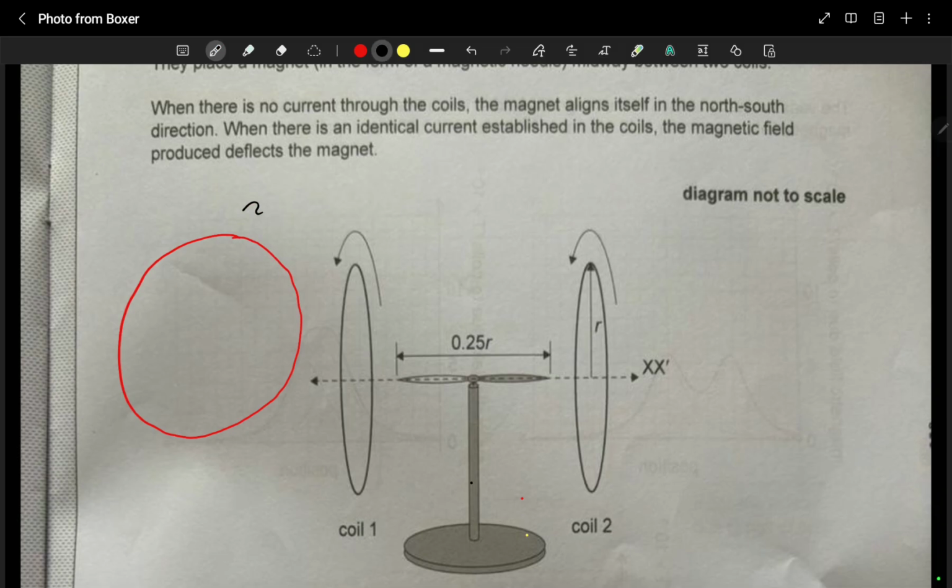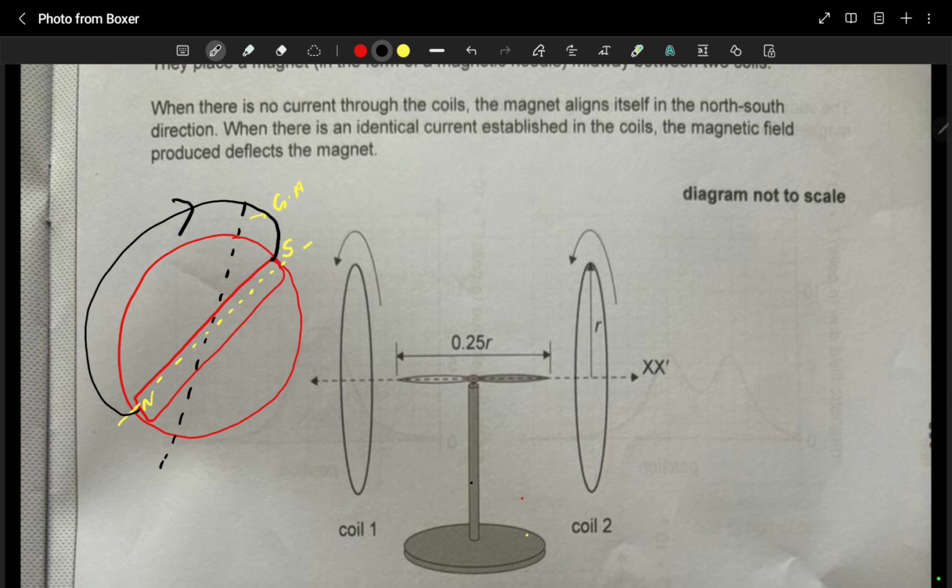If this is the axis of the Earth, the magnet is somewhat like this. That means the magnetic axis is not the same as the geographical axis of the Earth. So this is our magnet. This is the south pole of the magnet, and this is the north pole of Earth's magnet. Hence the magnetic field lines go like this. Don't get confused with the north. This is the geographical north, not the magnetic north.